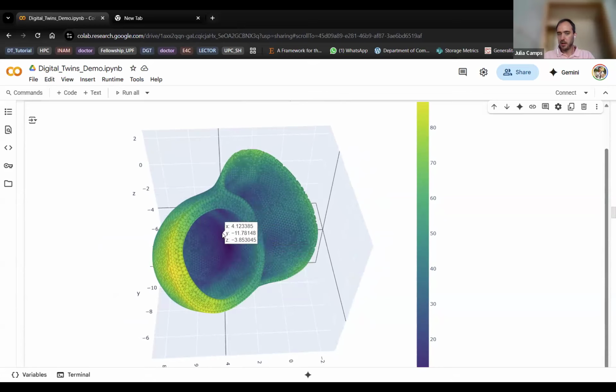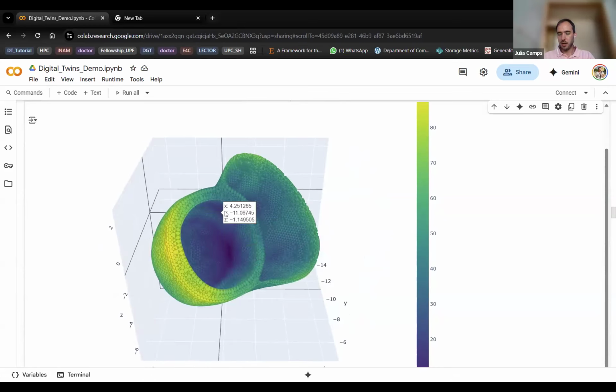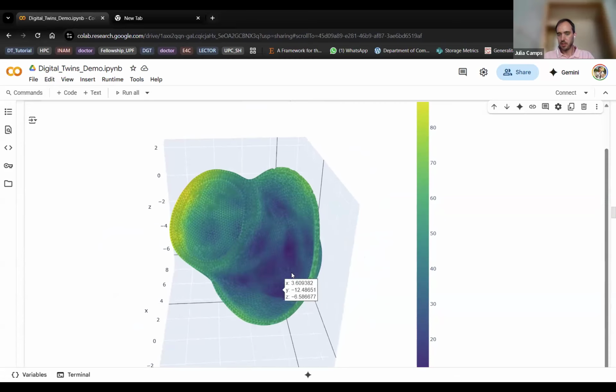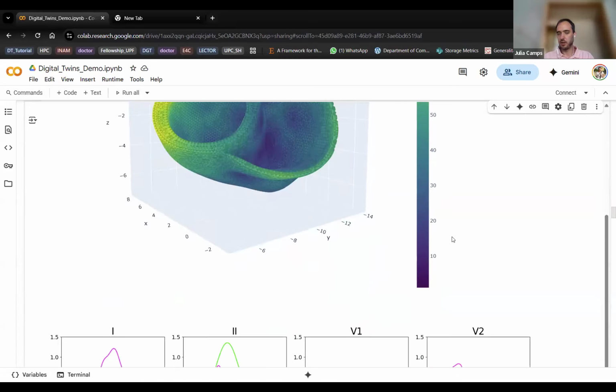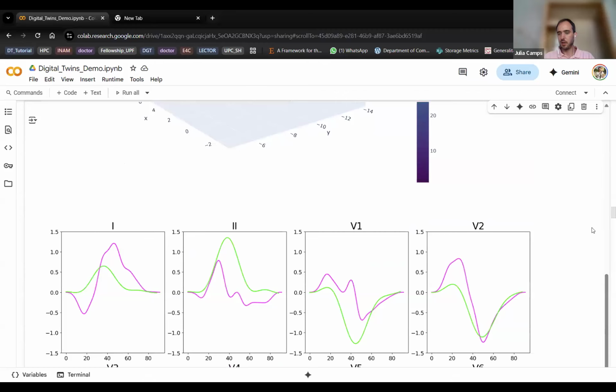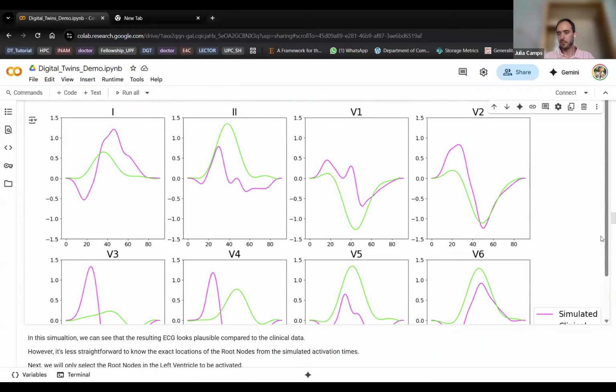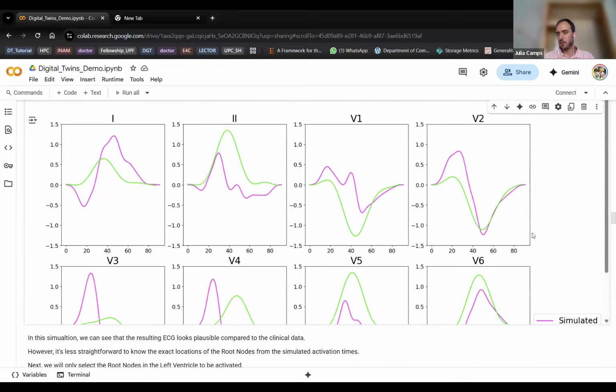So you can see here the sites that activate first. The early activation sites have a darker color. You can see them there. And this is a quite physiological activation. And you can see that here. I mean, it's not perfect, but it is within range of what we would consider physiological.